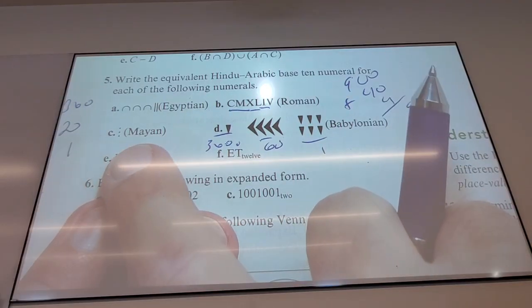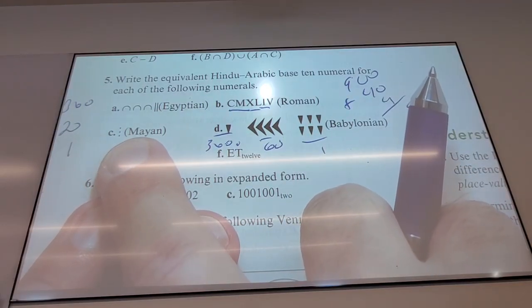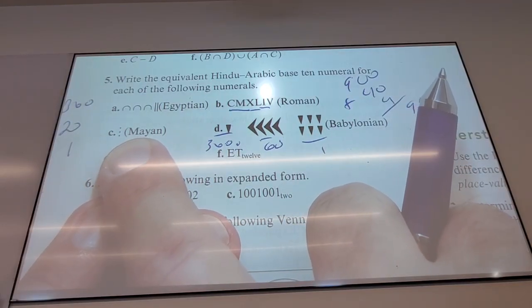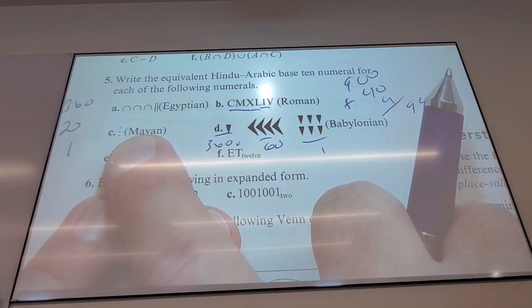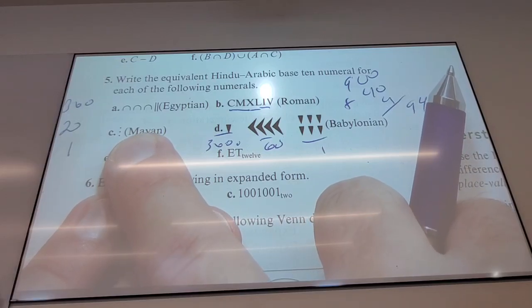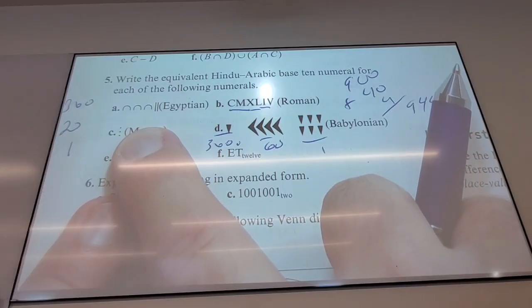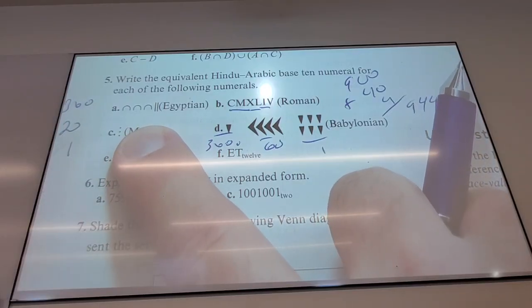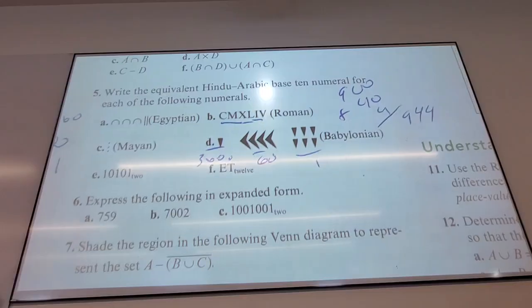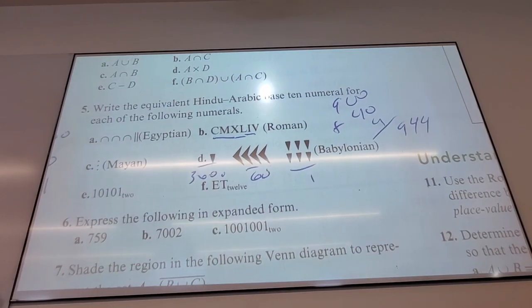I like this Mayan numeral here. 3. Do you guys remember the symbols in Mayan? Pancakes and blueberries. The blueberries were worth 1, and the pancakes were worth 5.